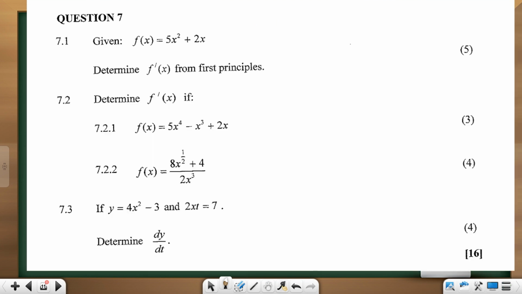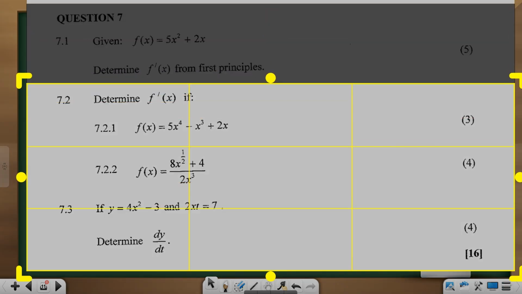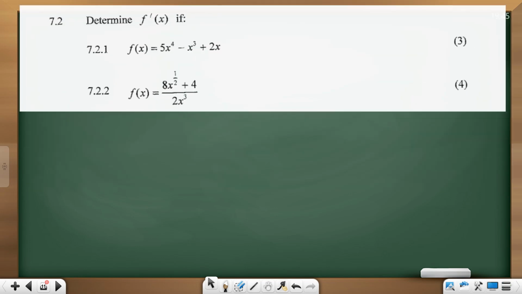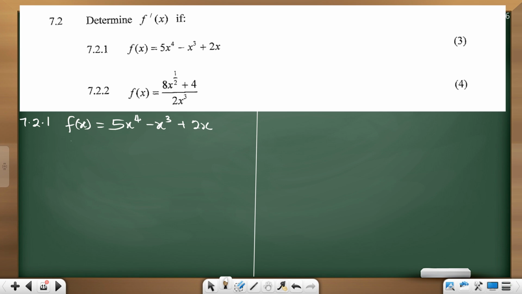Next one. 7.2. Let's do 7.2 on one page together. There we go. This one is very simple. 7.2.1. Easy. If f of x equals 5x to the power 4, we're just using the rule of differentiation here. What is the f prime of x going to be? 20x to the power 3 minus 3x squared plus 2. You get 3 marks very quickly there.